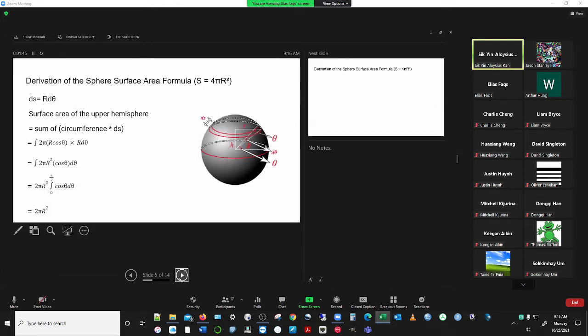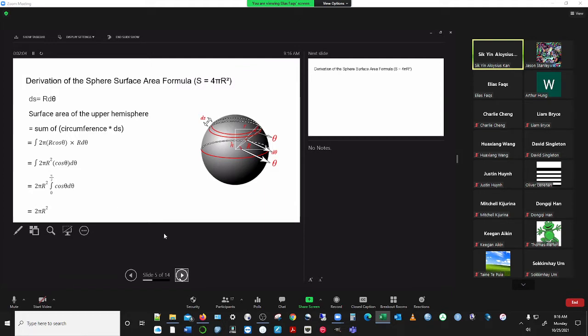Consider there is a very little increase in theta, and it will lead to a very little increase in s. We will call it d theta and ds. ds is equal to capital R times d theta, because arc length is equal to radius times theta.